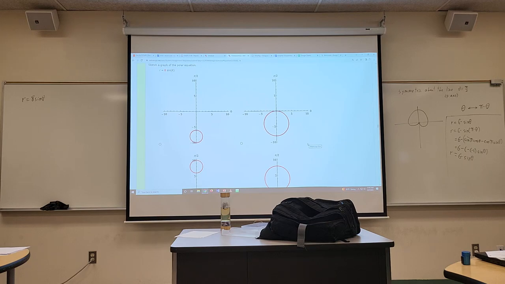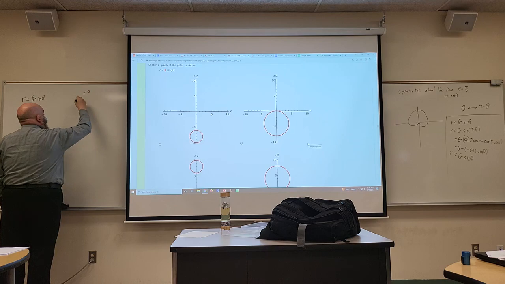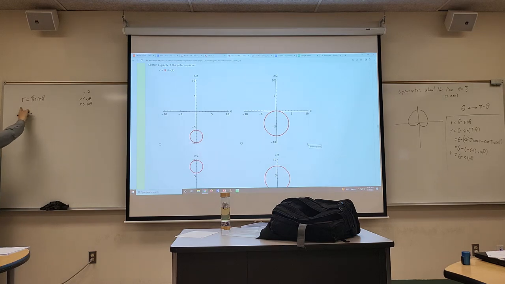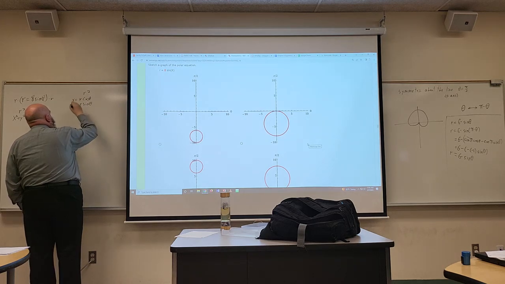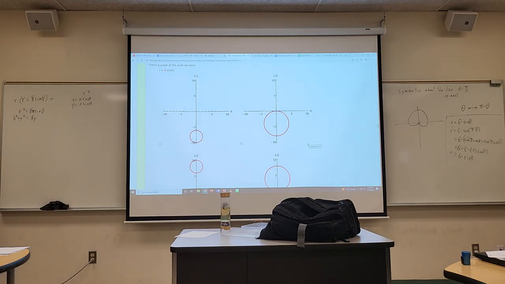Remember, the translations work in terms of things like r squared, r cosine theta, r sine theta. If I multiply both sides of the equation by r, I can get there. So I'll have r squared equals 8 r sine theta. That's a trick you want to keep in mind. It'll come up a few times. So r squared is x squared plus y squared. 8 r sine theta is 8y. r sine theta is y. All right, so that's in rectangular coordinates.